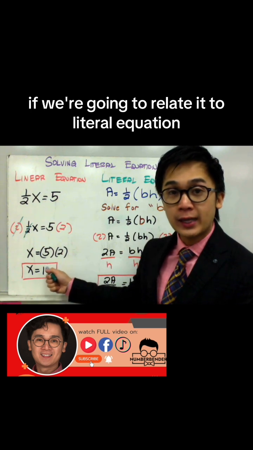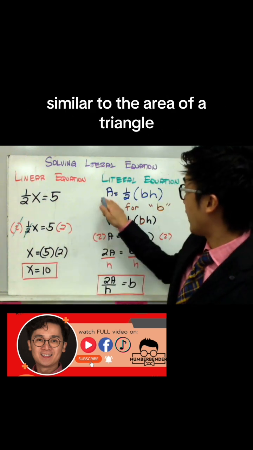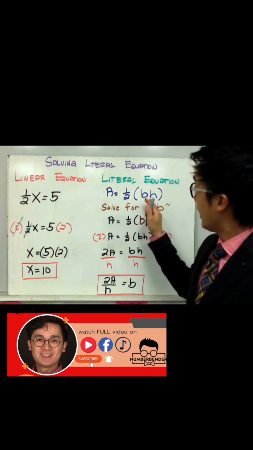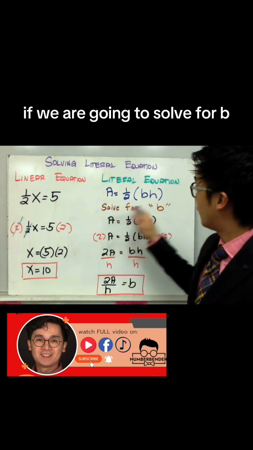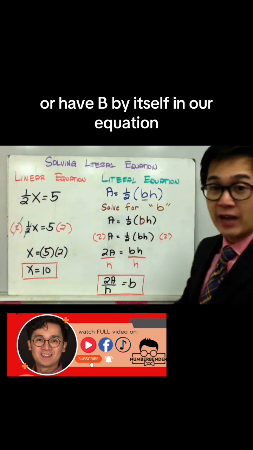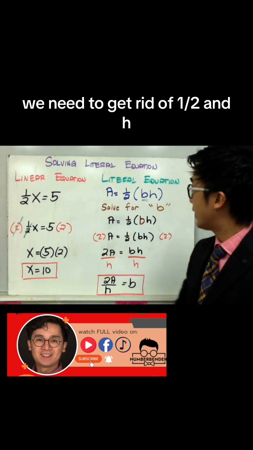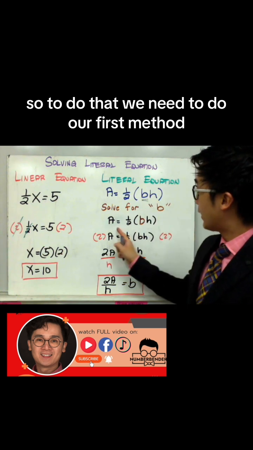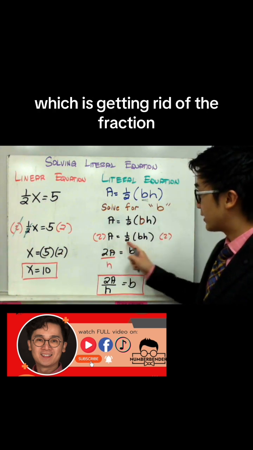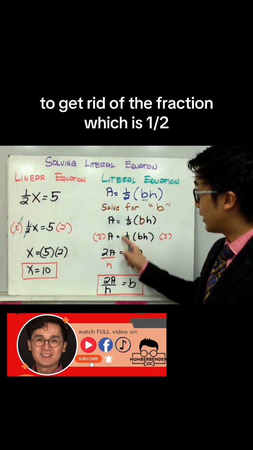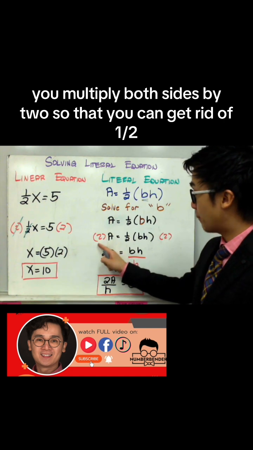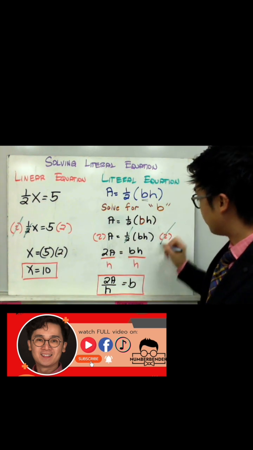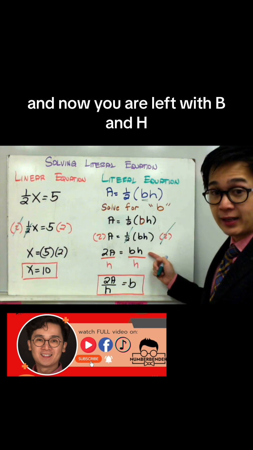Now, relating it to literal equations similar to the area of a triangle, which is given by A equals 1/2 b times h, if we are going to solve for b, or have b by itself, we need to get rid of 1/2 and h. First, we get rid of the fraction. To get rid of 1/2, you multiply both sides by 2 so that you are left with b and h.